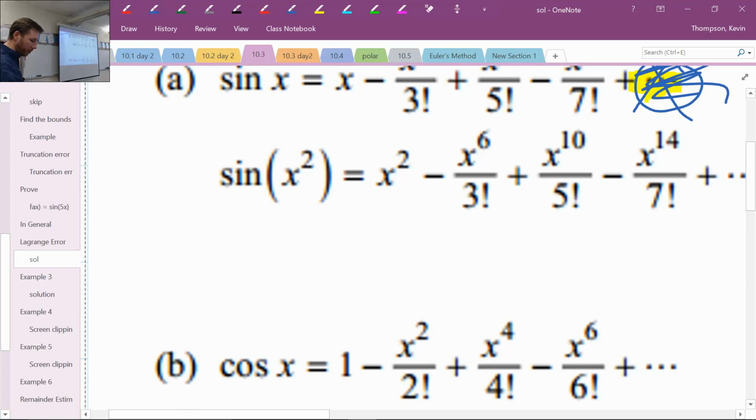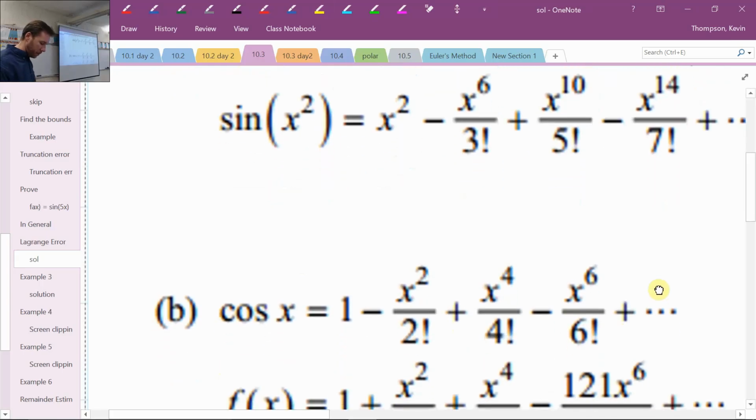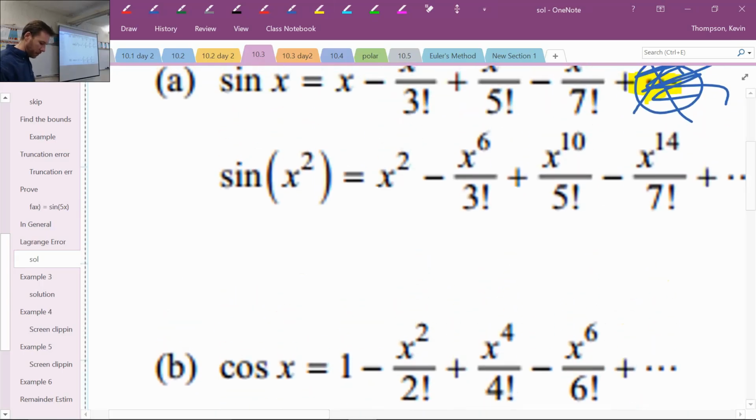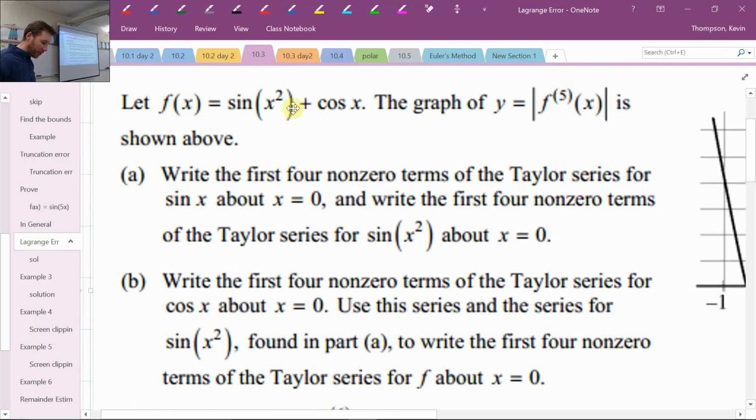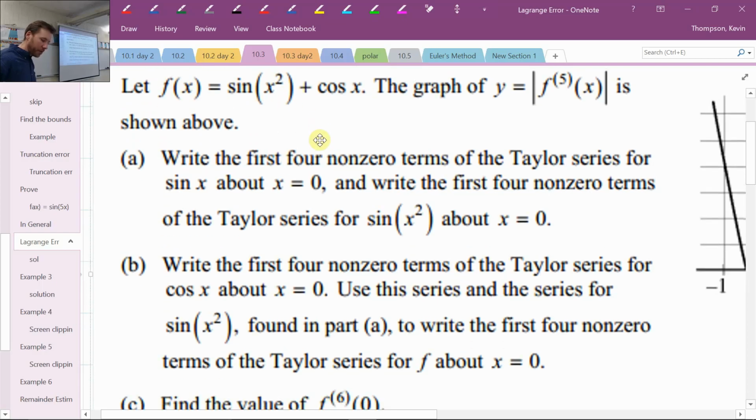Cosine should have been the easy part. Alternating and even powers. We're really just trying to write this now. The first four non-zero terms of the Taylor series that corresponds to this, I should say.